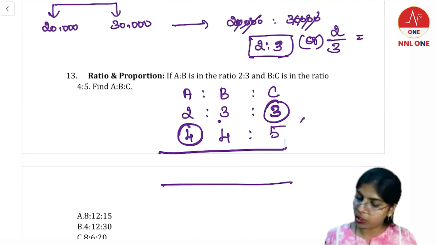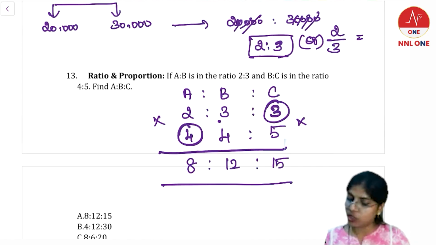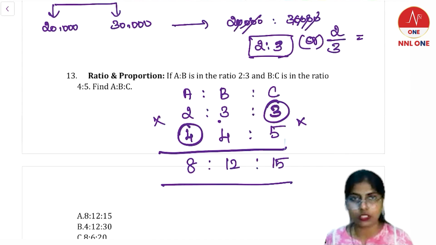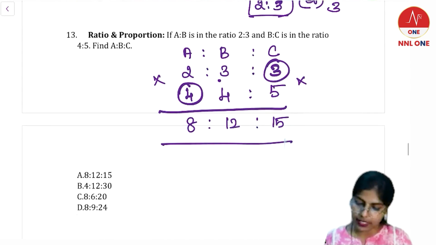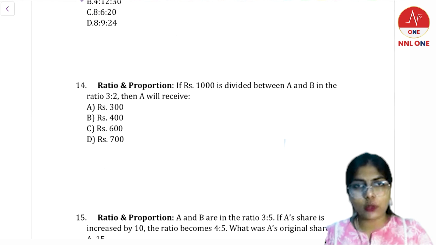Now you need to multiply. 4 into 2 is 8. 4 into 3 is 12 and 5 into 3 is 15. Check if we can cancel it. No, it is not possible. So the answer is 8 is to 12 is to 15. Next is the 14th question.